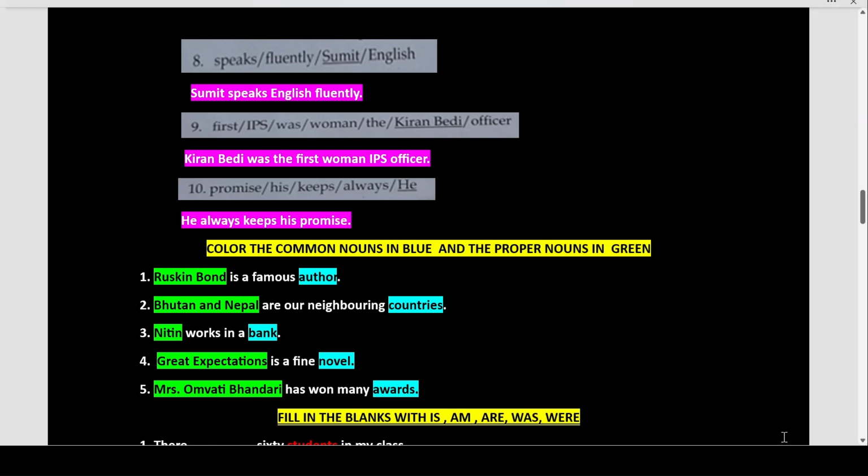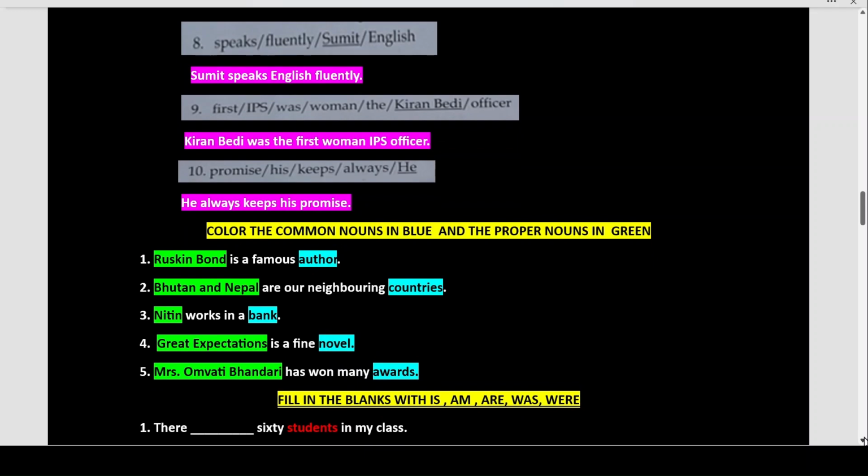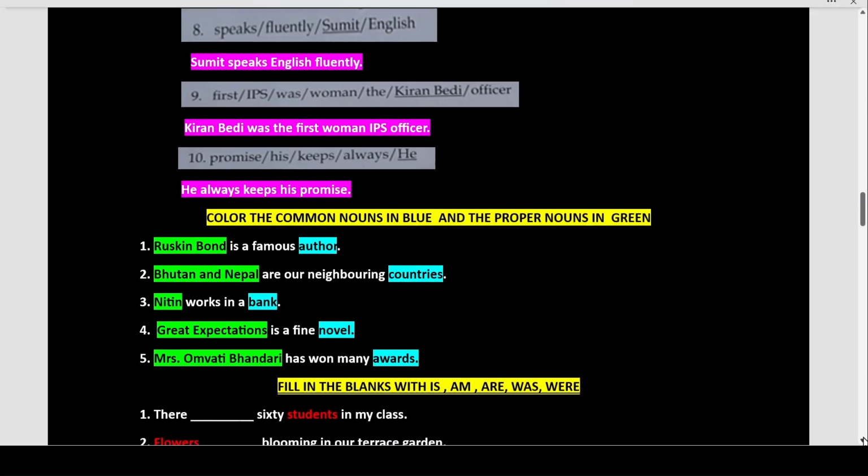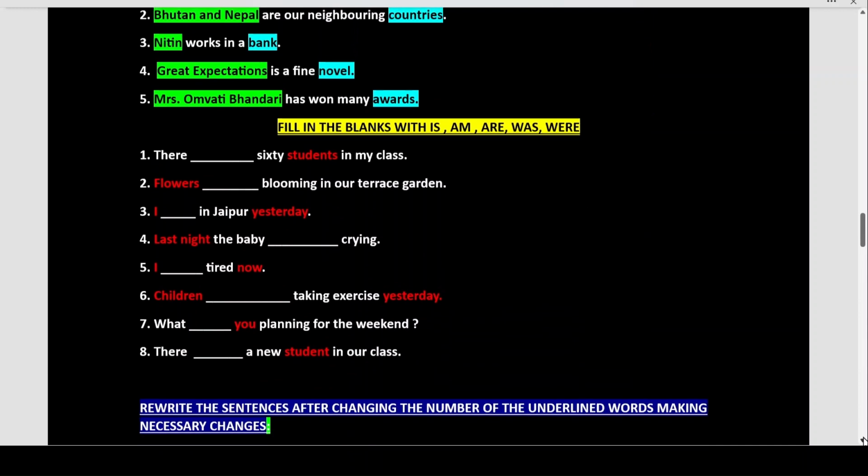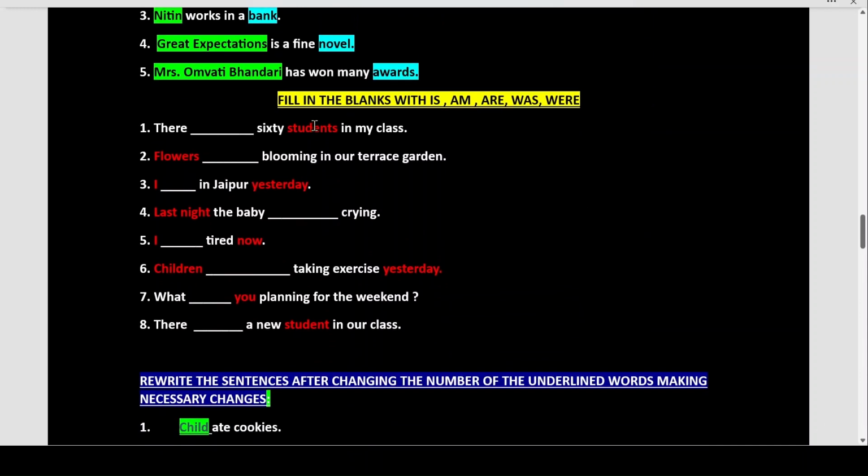Next is fill in the blanks with is, am, are, was, were. There dash 60 students in my class. Now pay attention, students. Here, there dash 60 students in my class. Students is your plural. So it will be there are 60 students in my class, because are is the verb form of be which is used for plural subjects.